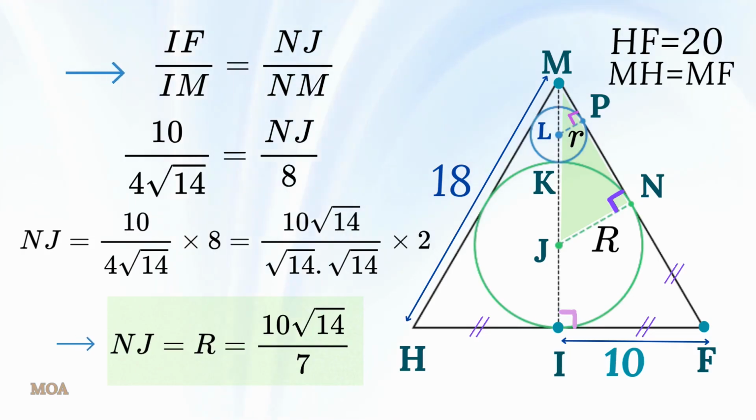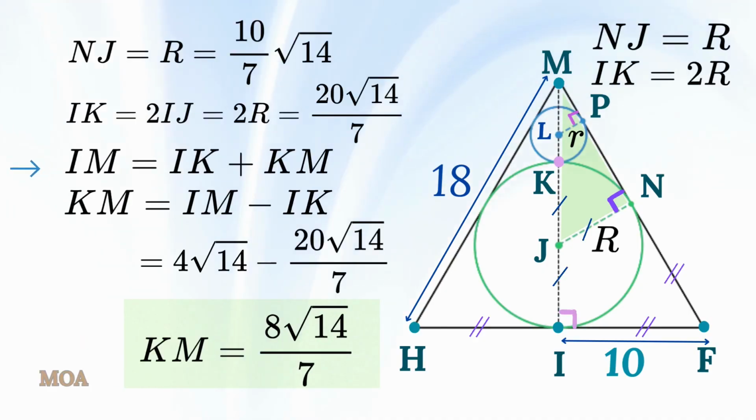Then, multiply both sides by 8 and simplify the numerator and denominator by 2. To rationalize the denominator, multiply again by the square root of 14. After simplifying by 2 once more, we obtain NJ, which equals the radius, capital R, of the green circle. This distance, NJ, equals 10 times the square root of 14, all over 7.